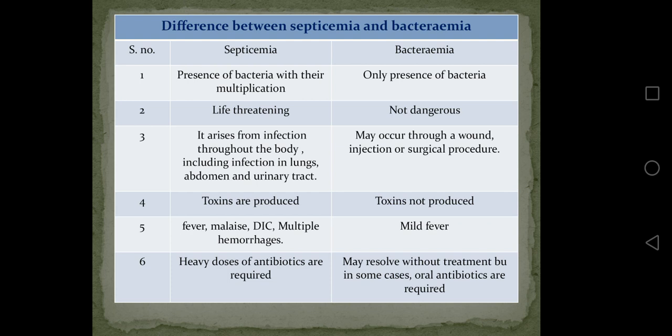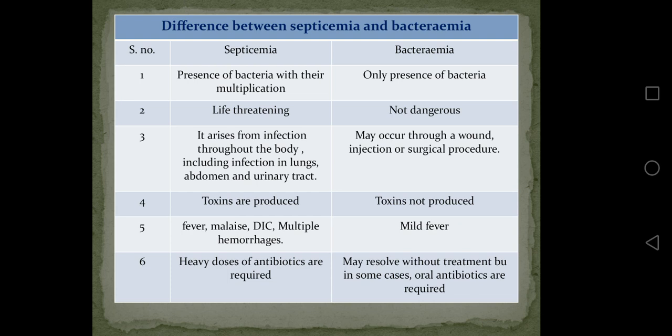So here you would see the basic differences between septicemia and bacteremia. First, in septicemia, there is presence of bacteria with their multiplication, whereas in bacteremia, there is only presence of bacteria. Number two, septicemia is a life-threatening condition, whereas bacteremia is not life-threatening but is a benign condition and is not as dangerous as septicemia. Number three, septicemia arises from infection throughout the body, including infection in the lungs, abdomen, and urinary tract, whereas bacteremia may occur through a wound, injection, or surgical procedure.